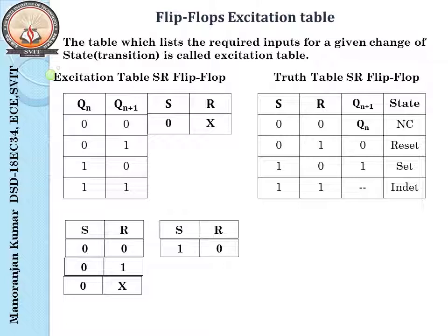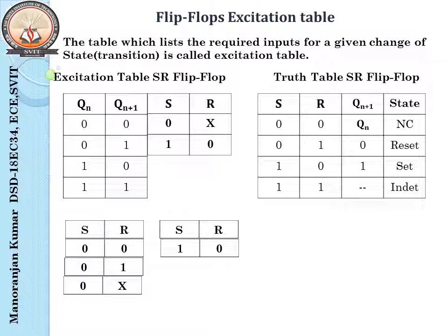Okay, any other possibility we don't have here, since except set, reset and no change, we do not have any other state in this SR flip-flop. So for this output, Qn equal to 0 and Qn+1 equal to 1, my SR value will be 1 and 0.